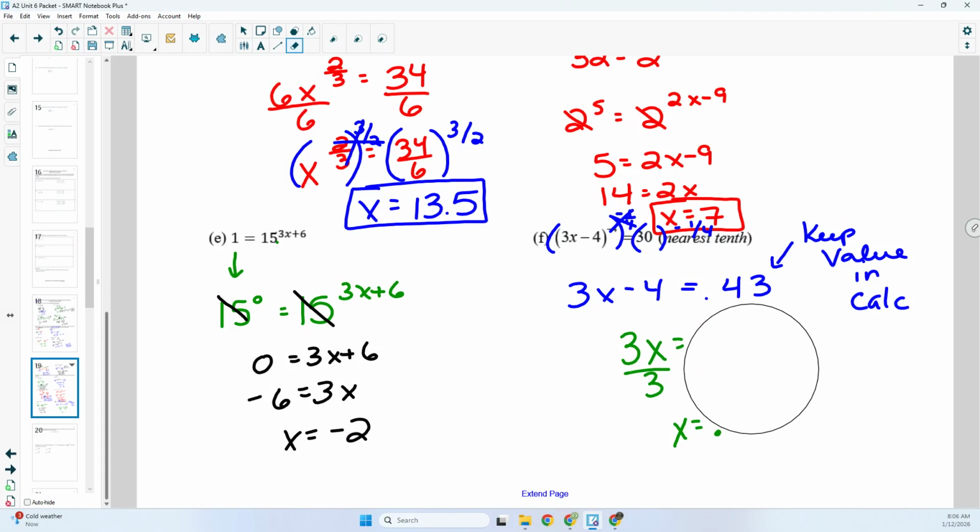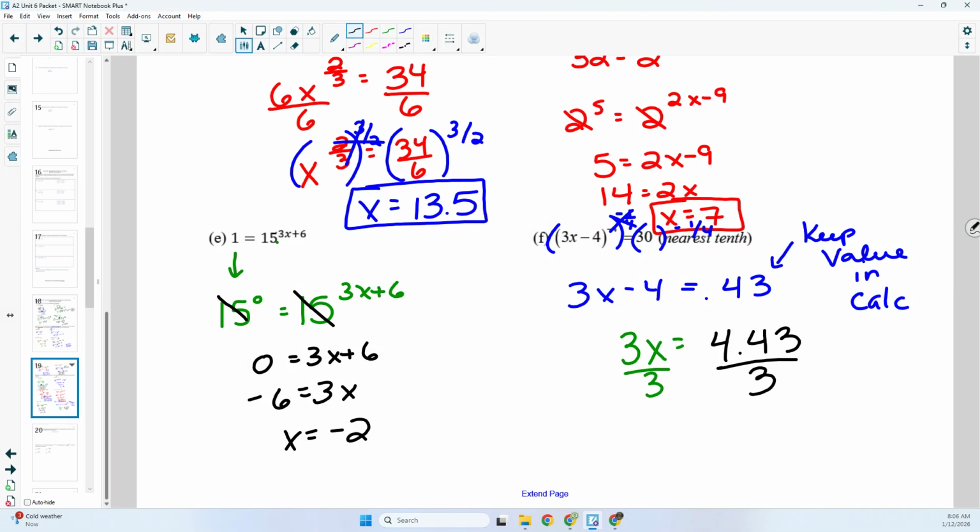I wrote this down wrong. On my calculator, I forgot to move it to 4. So this is 4.43 divided by 3 because I moved the 4 over. And that's the number. So this is 1.5 is what this one should come out to. Sorry about that.